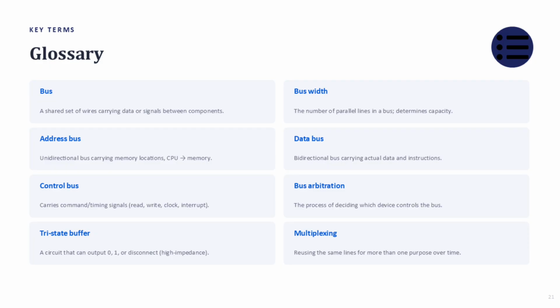Bus arbitration is the process of deciding which device gains control of the shared bus when multiple devices request access. The tri-state buffer is a circuit that can output a logical 0, a logical 1, or enter a high impedance state, allowing multiple devices to safely share the same communication lines. Finally, multiplexing refers to reusing the same physical communication lines for different purposes at different moments in time. If you understand these terms clearly, you have already mastered the vocabulary needed to discuss CPU bus architecture with confidence.